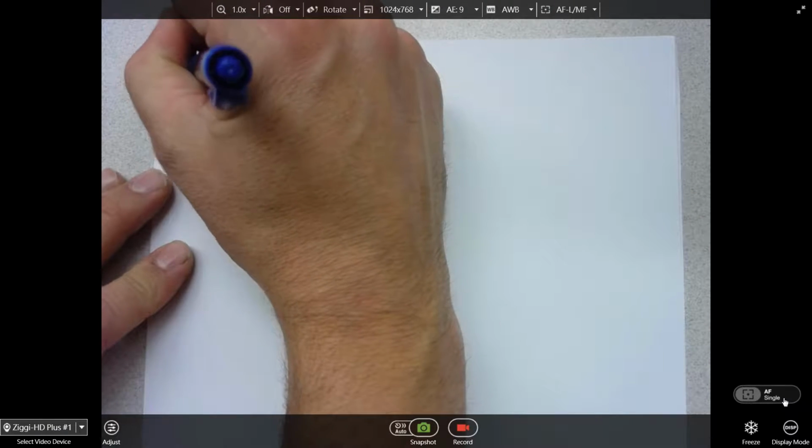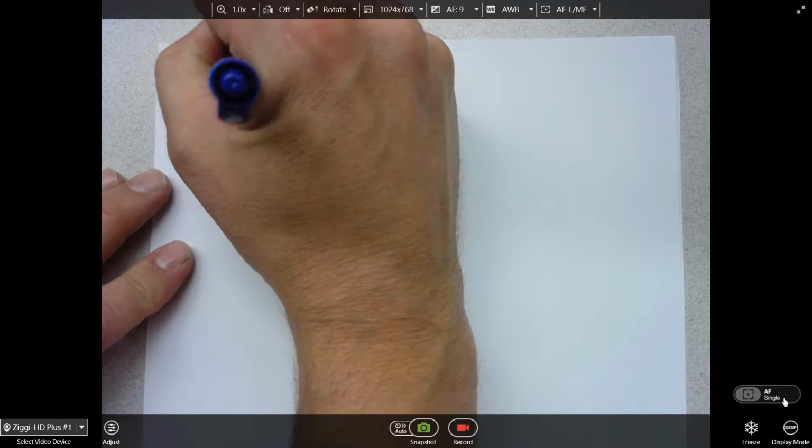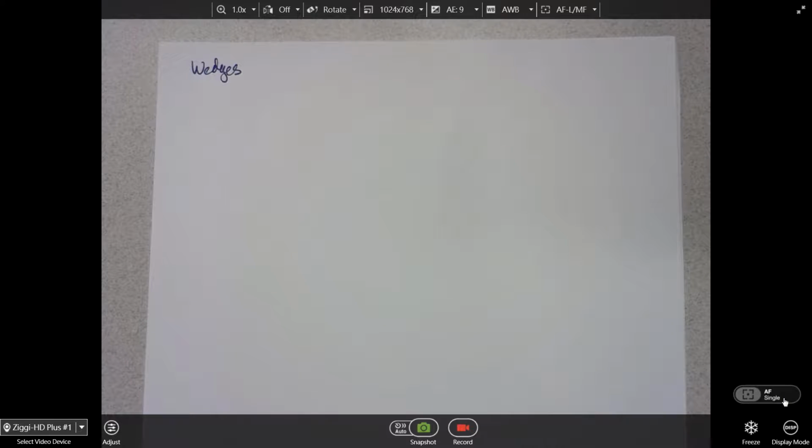We're going to talk about wedges. Wedges. Okay? Wedges? No, wedges. I thought you spoke Spanish, not German.